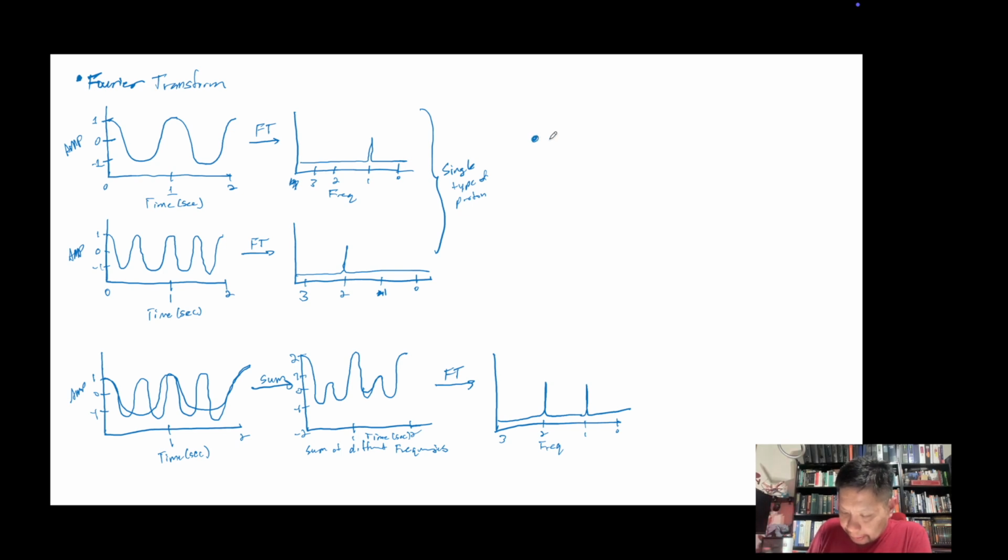And so, we'll just write one thing here. A Fourier transform. So that's a capital letter there. Fourier transform is a mathematical operation that converts the time domain into a frequency domain.